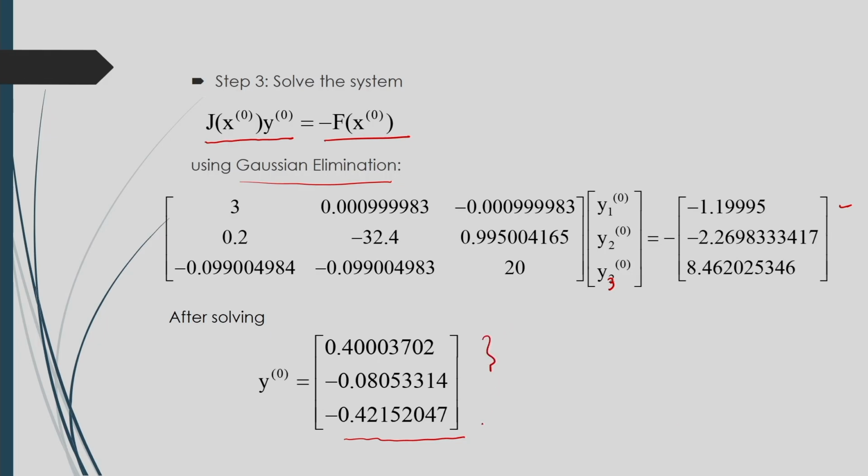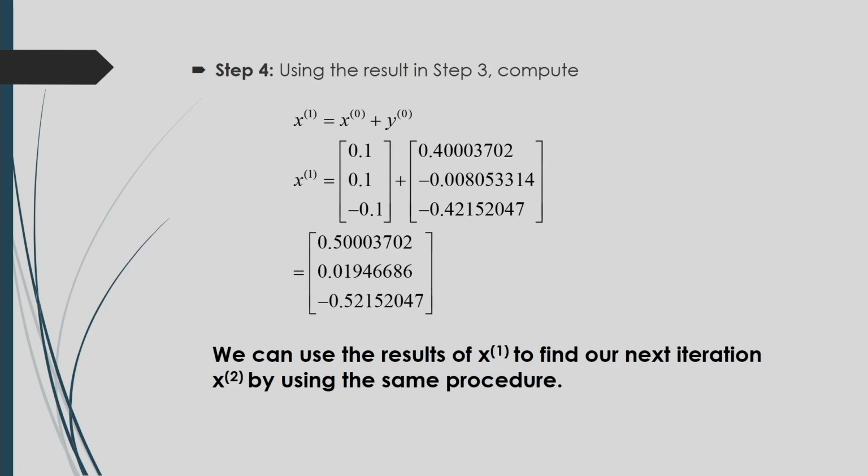So, here this will be your y 0 as per the Newton's method we described earlier, and then the next guess of the initial value of x will be x1. This is basically x 0 plus y 0, then as per the matrix rule it will be equal to 0.5, 0.01894 and minus 0.5215. So, this will give you the x1 value.